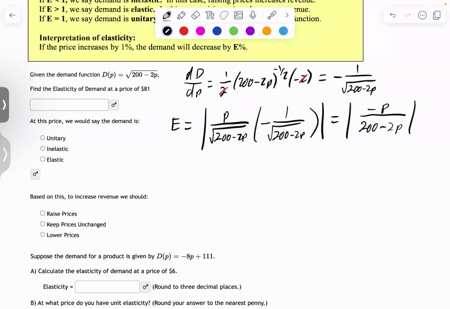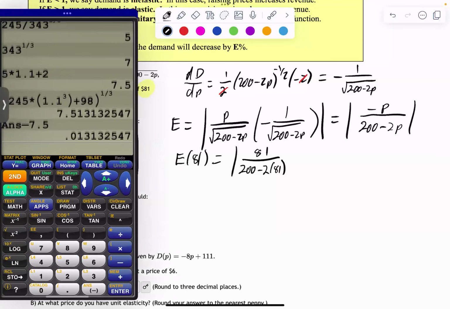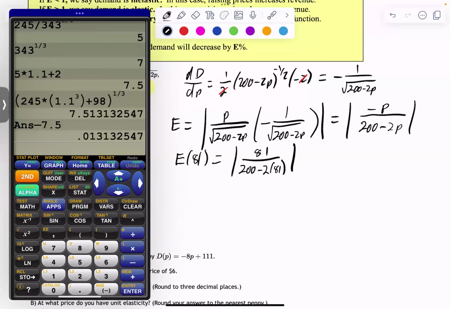And they specifically want to know when the demand is at a price of 81. So E of 81. And I'm going to get rid of the negative because the negative sign becomes irrelevant. So we have 81 over the square root of 200 minus 2 times 81.